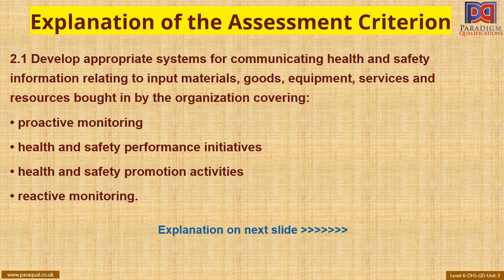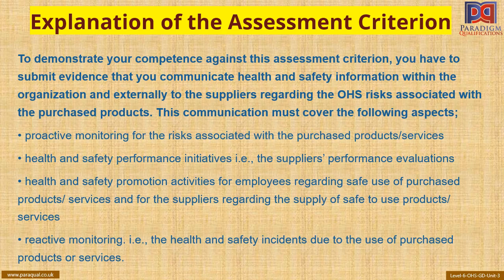The assessment criterion 2.1 of Unit 3 is being displayed on your screen. To demonstrate your competence against this assessment criterion, you have to submit evidence that you communicate health and safety information within the organization and externally to the suppliers regarding the OHS risks associated with the purchased products.